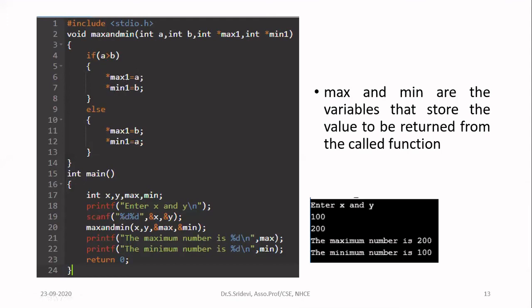I'm not going to change the address. I have to go to the address. In that address, I have to put this as a maximum number. So I am writing star max1 is equal to A. Similarly, you write star min1 is equal to B, because when A is greater than B, A is a greater number, B is a smaller number. So you update here. Else means A is a smaller number and B is a greater number. So again you change star max1 is equal to B, star min1 is equal to A.